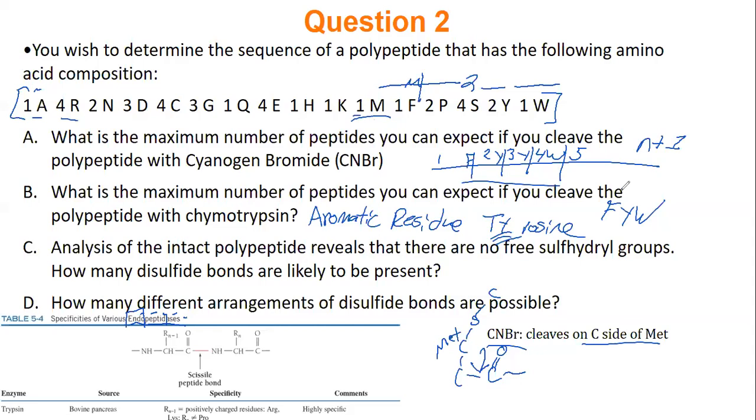So that makes sense. Questions about that? You can have less than 5 too. If W is at the end, there's nothing to cut after, and so you would only get 4 cuts. That's why I say maximum number.